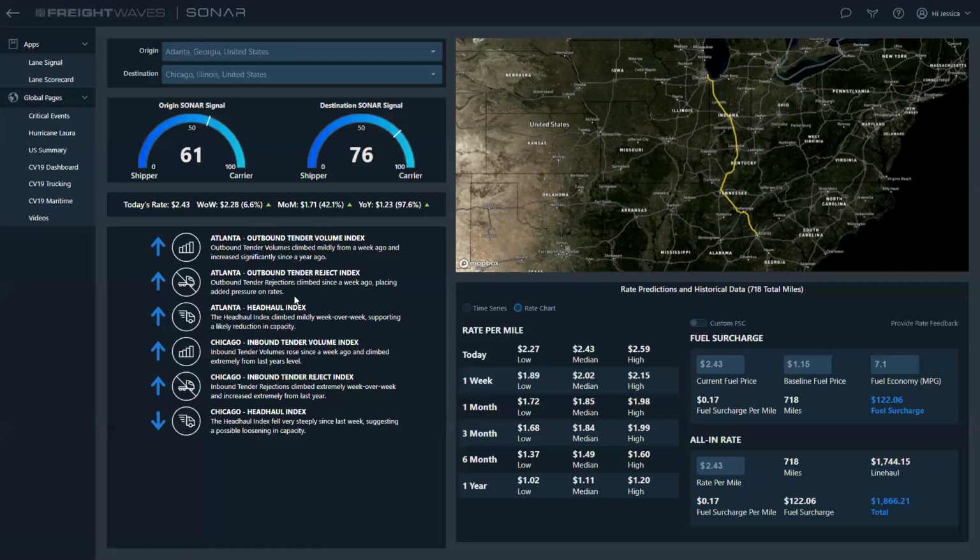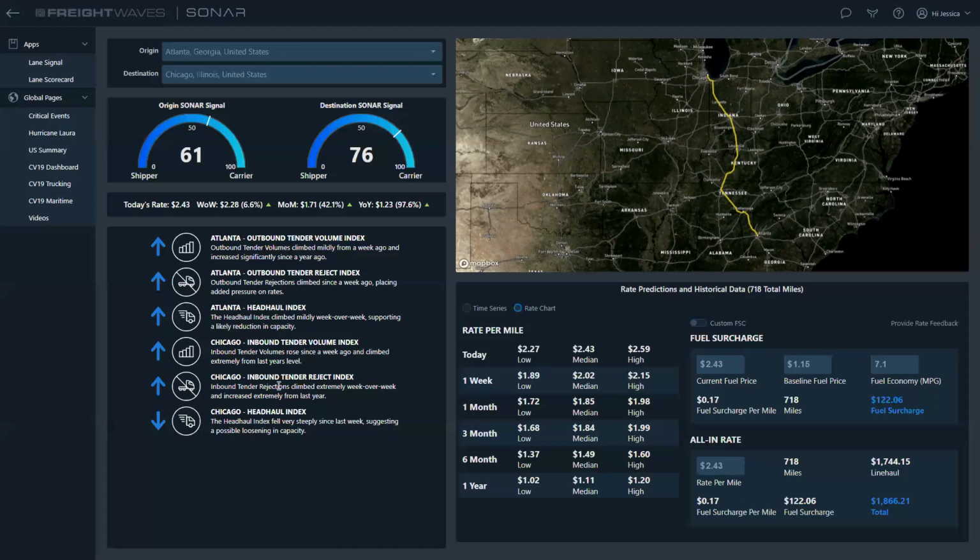Talking about rejections. Rejections are up since a week ago, which adds pressure on rates. So when you know rejections are increasing, you can confidently tell your customer that rates are increasing as well. Looking at the back end, you can see Chicago. Volumes are up in Chicago, rejections are up in Chicago.